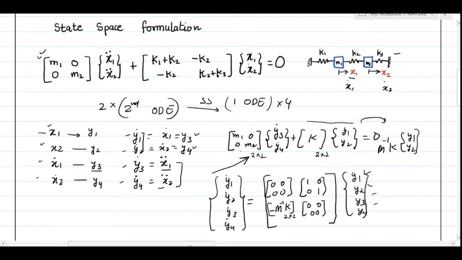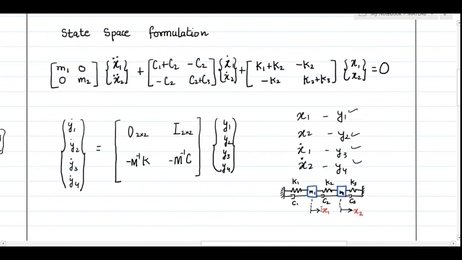Similarly, when we are having a damping term in our equation, again what I am going to do is replace my x1, x2, x1 dot and x2 dot with the help of y1, y2, y3 and y4. And to get the value of x1 double dot and x2 double dot, I will take this entire term toward the right hand side, then multiply this entire term with M inverse. So finally I will have the terms M inverse C and M inverse K here with a negative sign, which is actually going to reflect in my coefficient matrix.